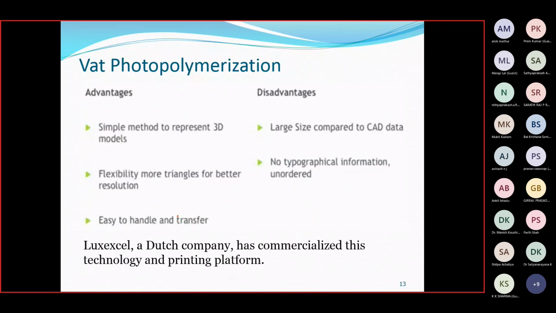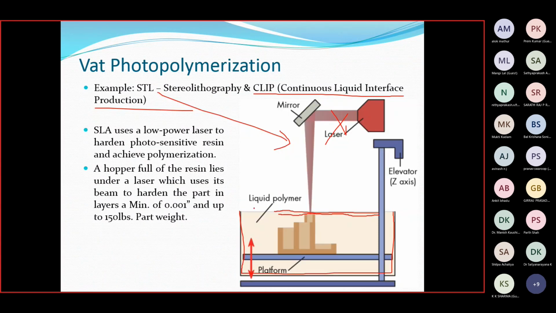What are the advantages of the wet polymerization process? In both cases, it is a simple method to represent and create 3D models, and flexibility for more triangles will provide you better resolutions, because in both you go with models. It is easy to handle and transfer. Large CAD files will be produced, and there is no color ordering, because no color can be used in this. A single color of liquid polymer will be used, so you can't use multiple colors in wet polymerization. It is not possible.